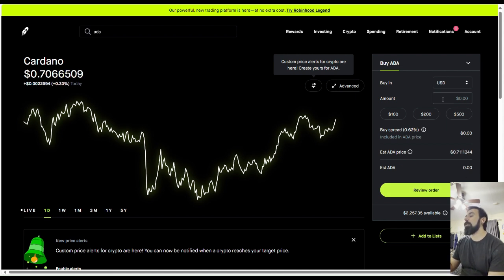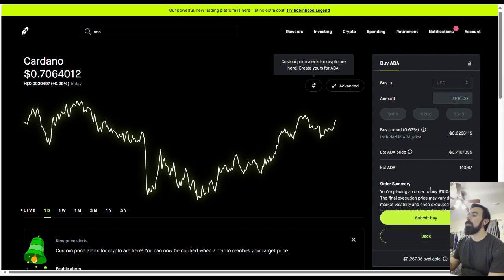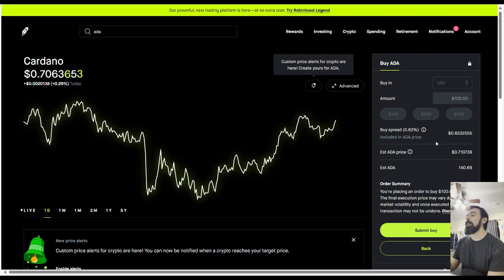Hit review order. So let's see if I can do it here. Let's just say $100. Review order. Check this out. This is what threw me off and I didn't know. The buy spread. 0.63% included in the price, estimated price. Look at the estimated price. What is it? 0.7109. And look at the actual price. 0.706. There's already, now that's gone up 0.62, 0.66 I just saw.